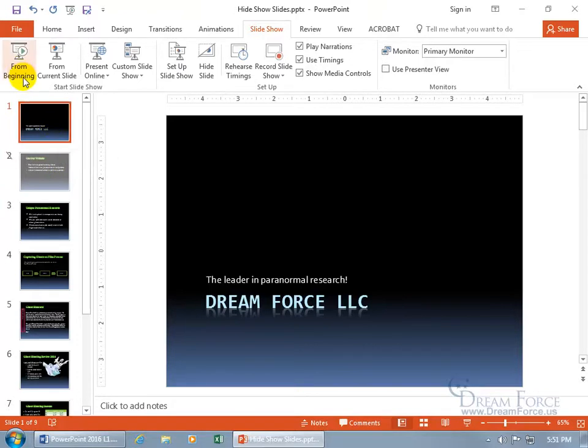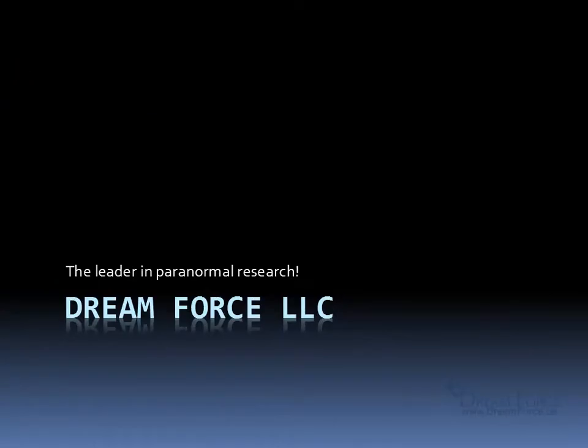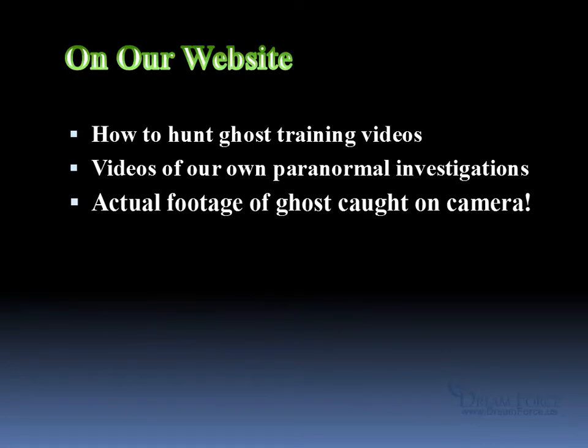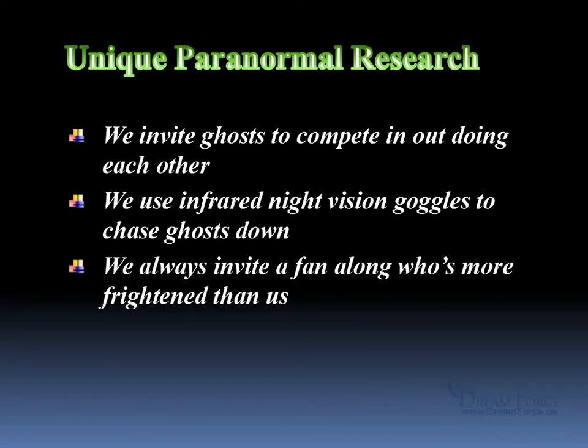So slide 1, from the beginning, folks, what you can do is hit the letter H key, and that will reveal the next hidden slide. It only works for the next slide that's hidden. So when I hit H, it advances and reveals the hidden slide on our website. And then when I hit the space bar, it advances to the third slide, Unique Paranormal Research.